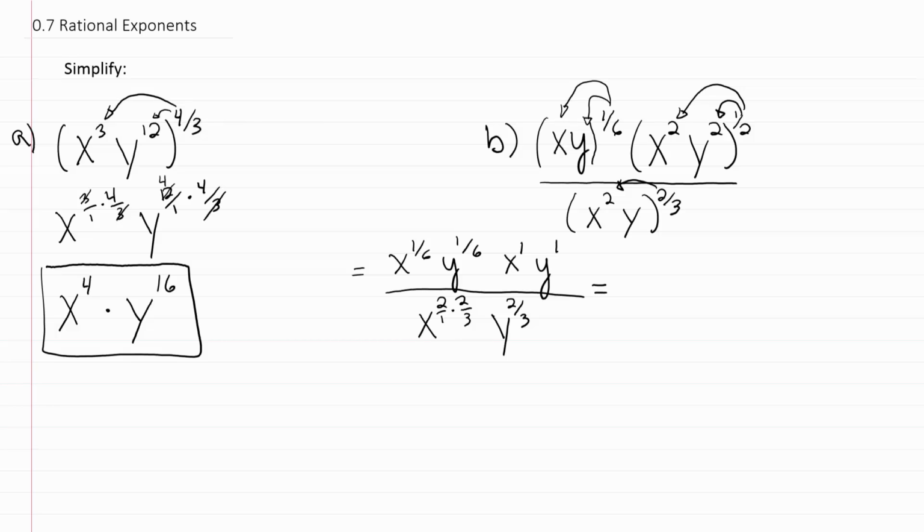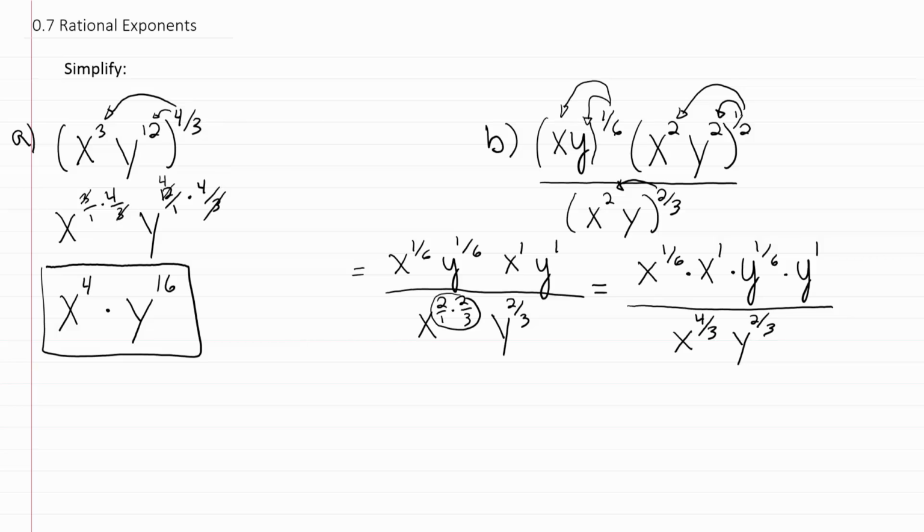Okay, so rewriting this a little bit. In the numerator, we have like terms, so we're just going to rewrite them so they're next to one another. So x to the 1/6 power times x to the 1 power. Then we'll have times y to the 1/6 power times y to the 1 power, all divided by, on the denominator there, x to the 4/3 power, right? Because these fractions multiplied end up giving you 4 over 3, and then y to the 2/3 power.